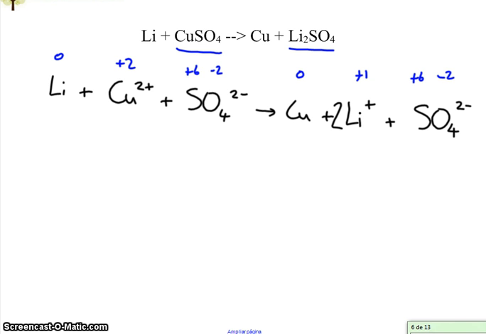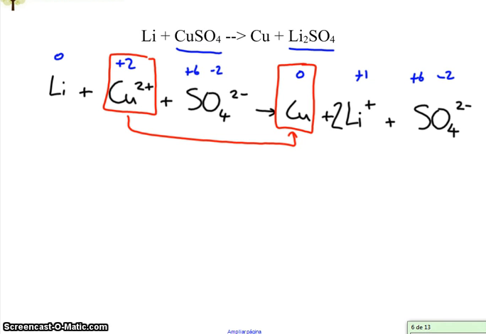Antonio, tell me one element that has changed its oxidation number. Copper has gone on the left side from an oxidation number of plus 2, right side 0. What has happened to the oxidation number? Has it gone up or gone down? It's gone down. It's become more negative, which means it must have gained electrons.